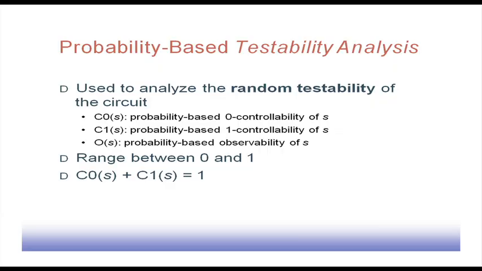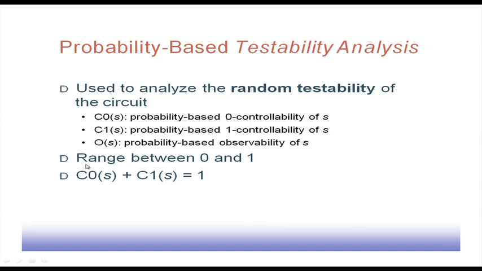When we have a circuit with a large number of lines, for each of them we need to have this controllability and observability calculated. In a probability based analysis, we analyze the random testability of the circuit. So, C0S is called the probability based zero controllability of S: what is the probability that I can put a 0 value at S. Similarly, C1S is the 1 controllability of S: what is the probability that I can put a 1 value at S. And O of S is the observability probability of S: what is the probability that I will be able to observe this value.